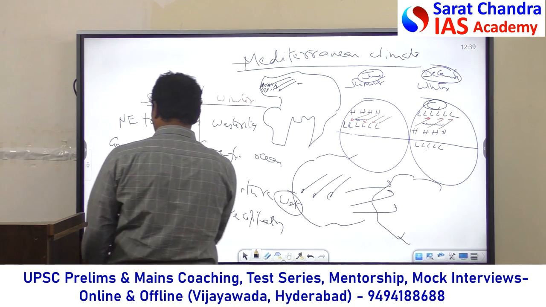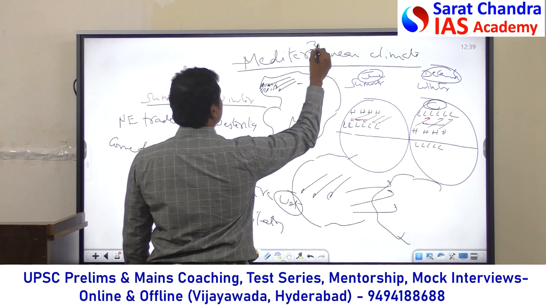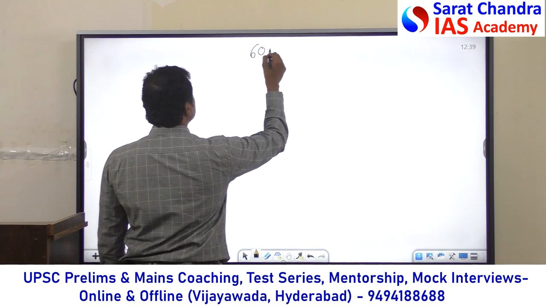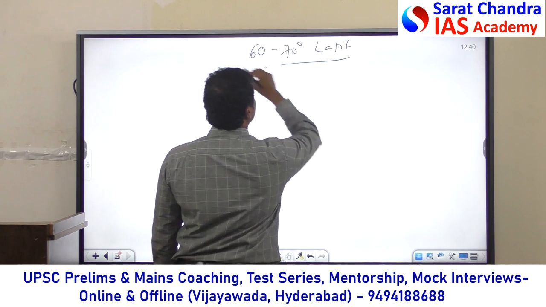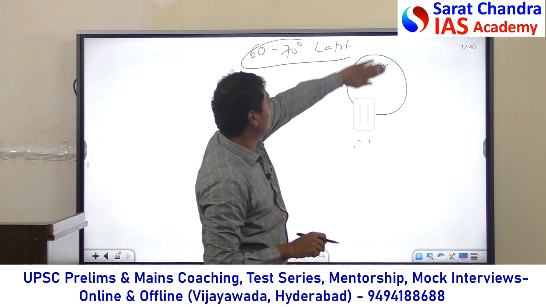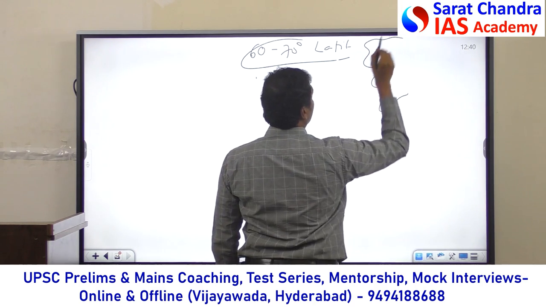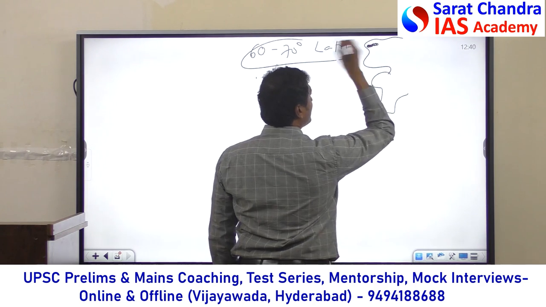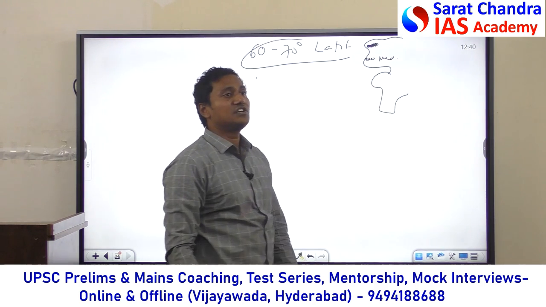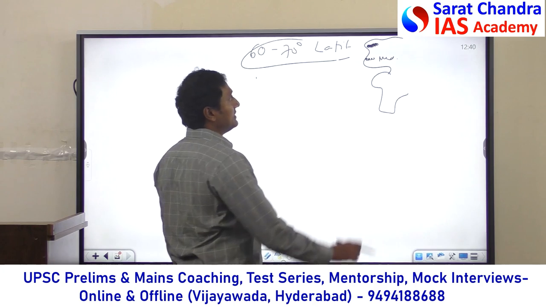One more climate is, see, the Mediterranean region is at 35 to 40 degrees latitude. Now I'm telling you about 60 to 70 degrees latitude. That means if you take the earth, this region. This has a very different kind of climate. For example, here this is Africa, this is Europe. The Mediterranean is here; this is the Mediterranean climate. Now I'm telling you about this climate, 60 to 70 degrees north. It is also called the British Columbian climate.